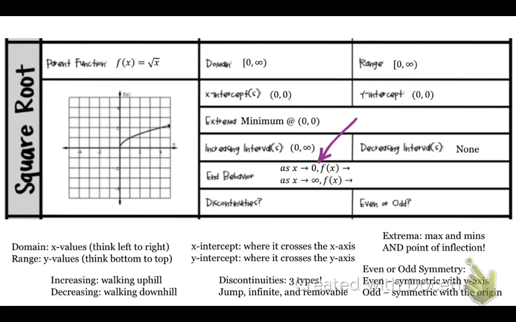Now here, since this doesn't go to negative infinity, and it only goes to 0, that's the furthest left of this graph, that means as x goes to 0, f of x goes to 0. And then as x goes to infinity, the right side right here, f of x also goes to infinity. So that's going to be 0 and infinity. Okay, this is continuous, and it's not even or odd, because if you flip it, not the same thing. Rotate it, not the same thing.